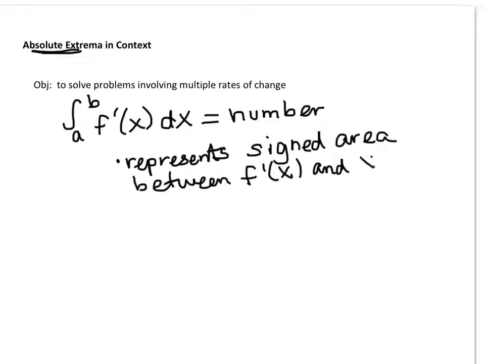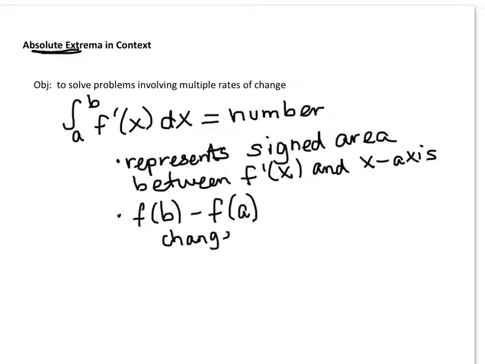And I also know that that number represents something about f of x, or the original function, not just about the derivative, because I know if I integrate a derivative, I go back to the original. And what it tells me is the change in the y values on f, or the original function, between a and b, so f of b minus f of a, or change in y values on f.